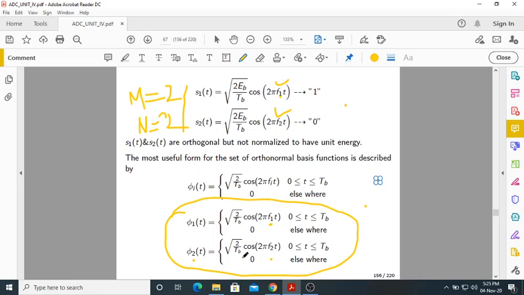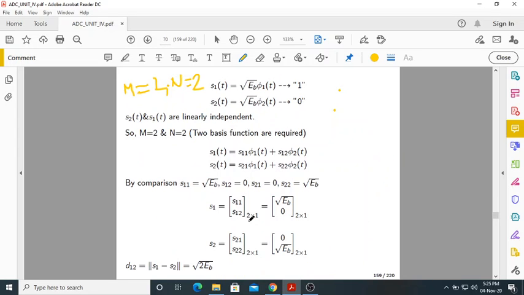I hope you appreciate this point. I hope it is very clear to you. You just try to write S1 of t, S2 of t in the form of phi 1 of t, phi 2 of t. You try to understand this on your own. This is the simplest thing you can do. For symbol 1 we are transmitting S1 of t, that is equal to root Eb phi 1 of t. For symbol 0 we are transmitting S2 of t, that is equal to root Eb phi 2 of t. Now S1 of t, S2 of t are linearly independent. That's why we need two basis functions.